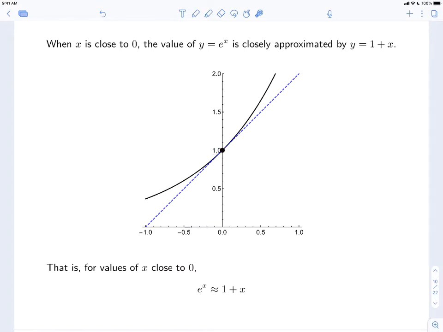Now, if you start straying far away from 0, so if you are even here at 1/2, you can start seeing that these two diverge from one another. And so the error will get more and more and more. But as long as you're close to 0, then these two curves are very close to each other. And so that means the y values for a given x are close to one another. That is, for values of x close to 0, e to the x is approximately equal to 1 plus x.